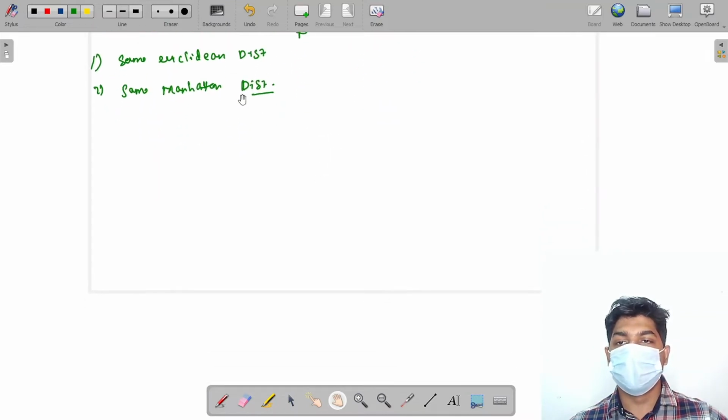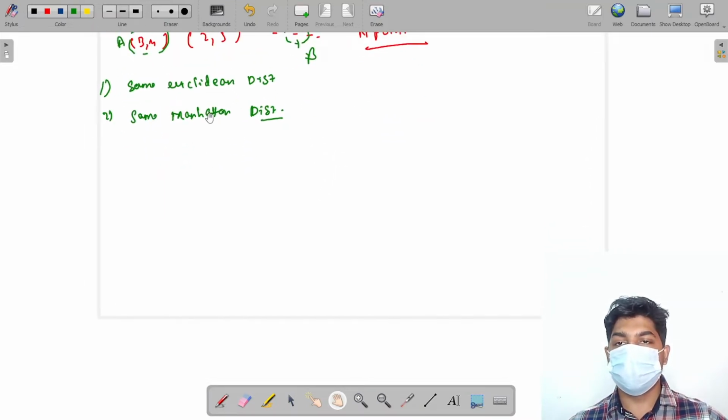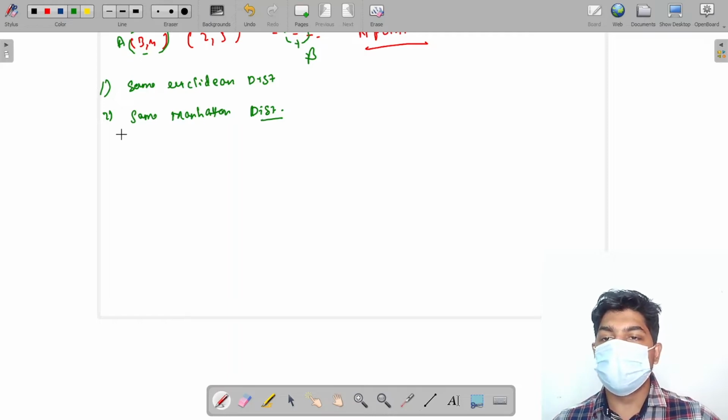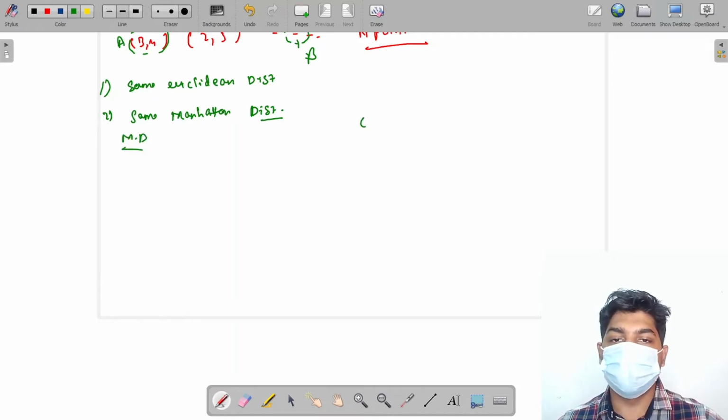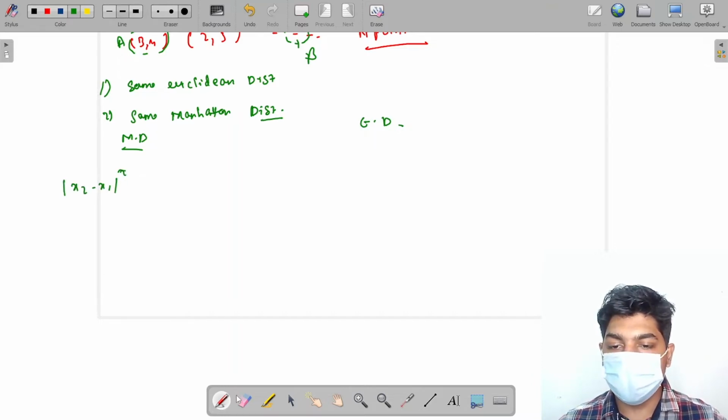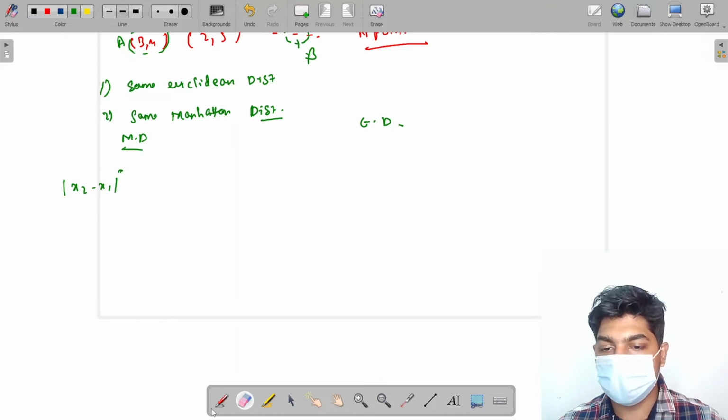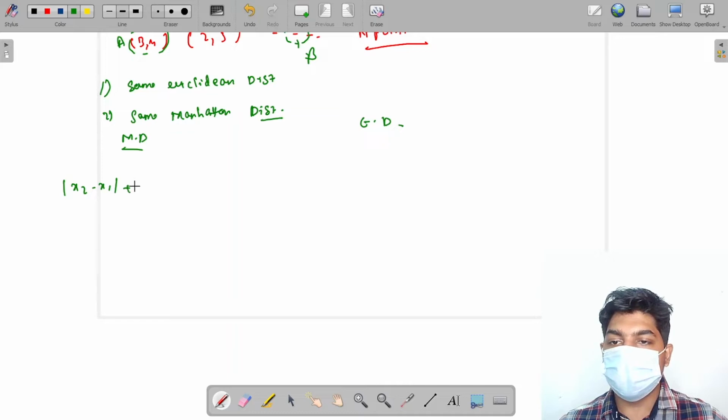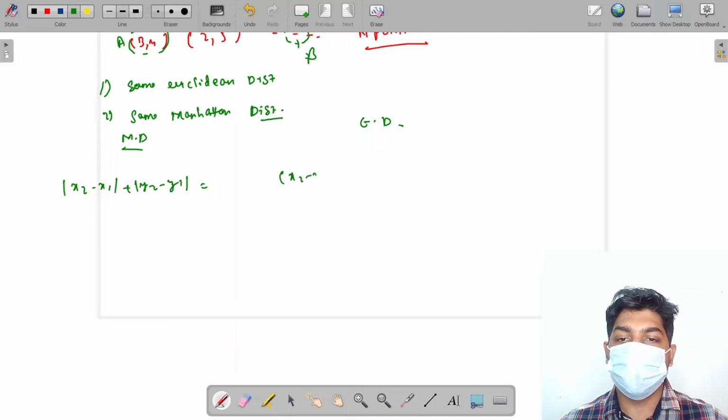Now let's see how we can solve this problem. We want these two conditions to be satisfied: the Manhattan distance should be equal to the Euclidean distance. The Manhattan distance is not the square, only mod of x2 minus x1 plus mod of y2 minus y1. This should be equal to the Euclidean distance, which is the square root of (x2 minus x1) square plus (y2 minus y1) square.